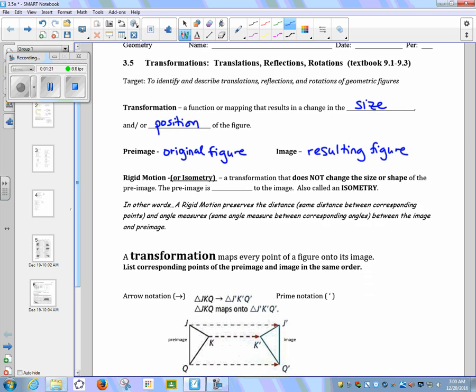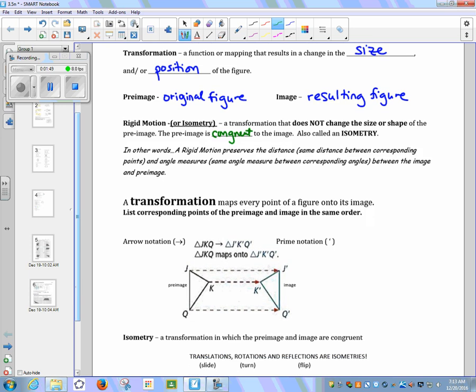Rigid motion is, okay, sorry, we got interrupted there, but rigid motion is a transformation that does not change the size or the shape of the pre-image. So in other words, the pre-image is congruent to the image. It's called an isometry. In other words, it changes in position, but it doesn't change in size or shape.